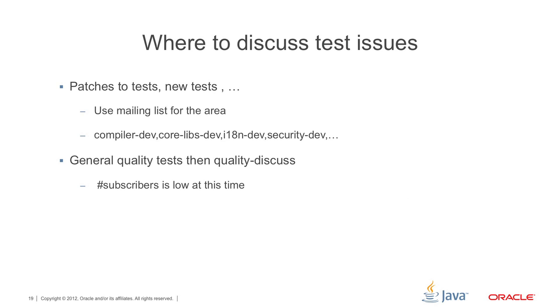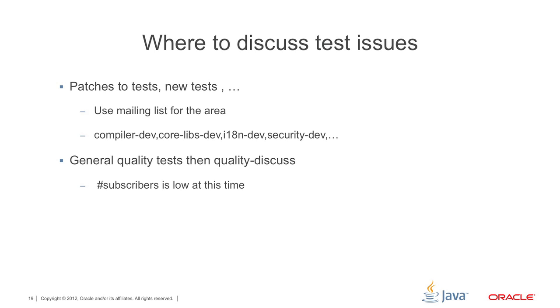Okay, so where do you discuss test issues? Tests tend to be associated with the area that the test was created for. So if you're changing something in the libraries area, then the best mailing list to use for that is core-libs-dev. Changing something in the security area, you copy the security-dev mailing list, and so on. So typically you're using the mailing list for the area where the test belongs.